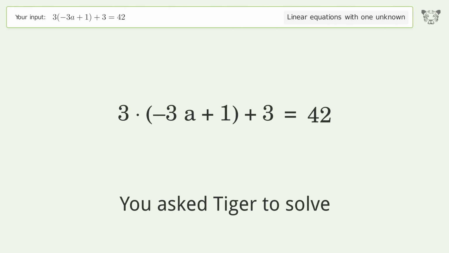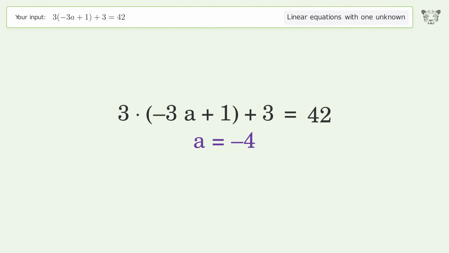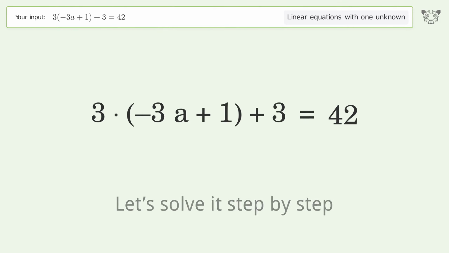You ask Tiger to solve this. This deals with linear equations with one unknown. The final result is a equals -4. Let's solve it step by step.